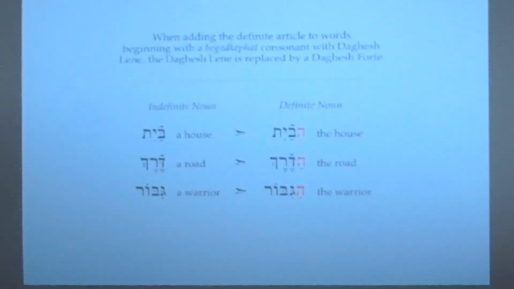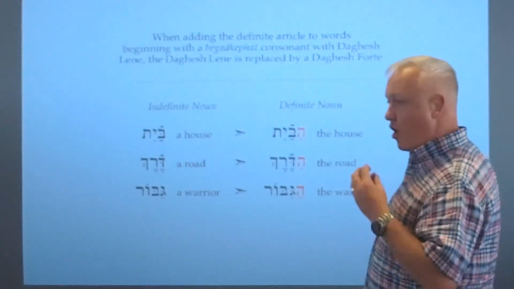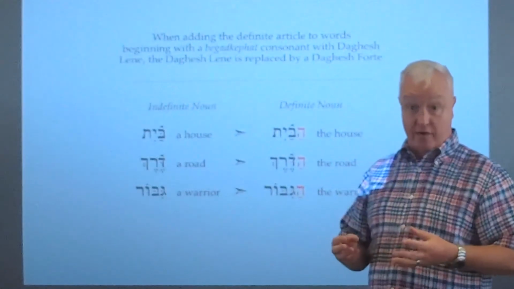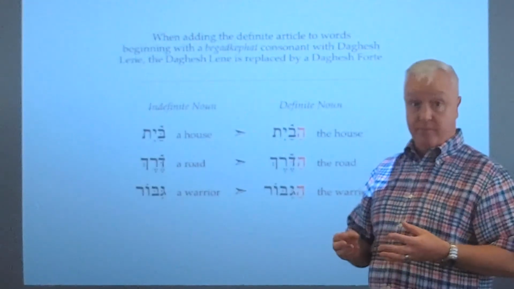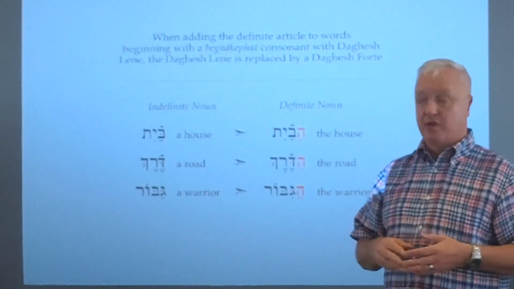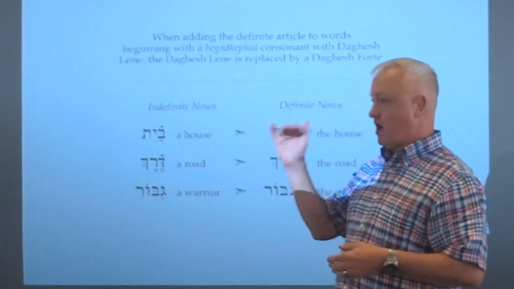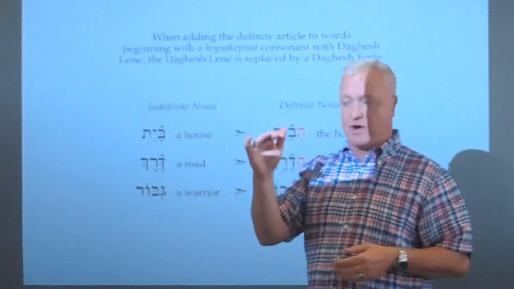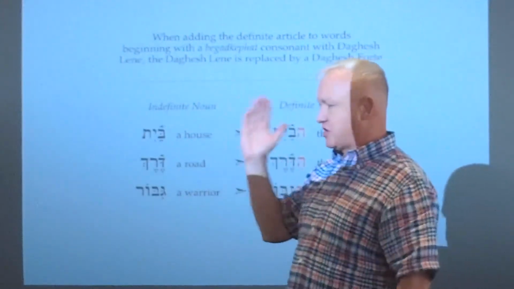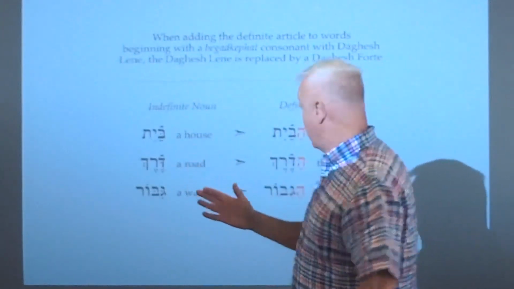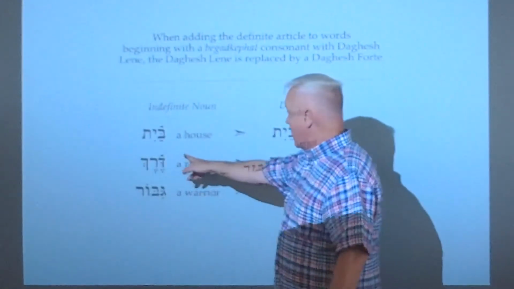All right. When adding the definite article to words that begin with a Bagad Kafat letter, remember, a Bagad Kafat letter is a letter that can take a Dagesh Lene, which hardens the sound of the letter. For instance, the Kaf. The Kaf without the Dagesh has a little air in it. Kaf, Kaf. You kind of have to aspirate a little bit. Once it gets that Dagesh in there, it's just Kaf. It's just a K sound, right? So it hardens.